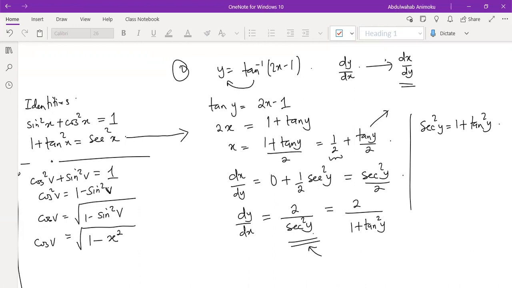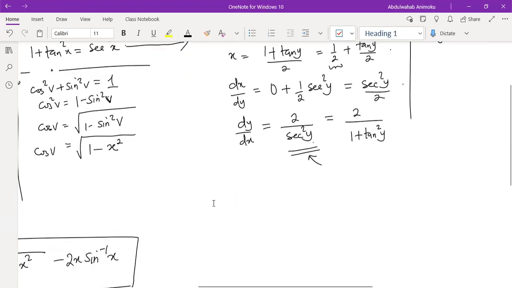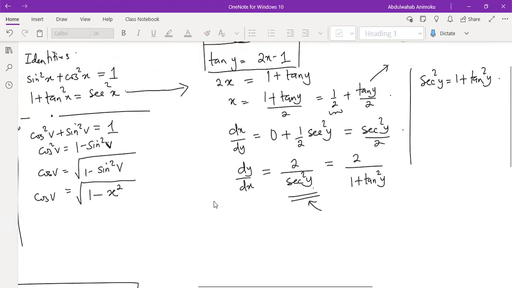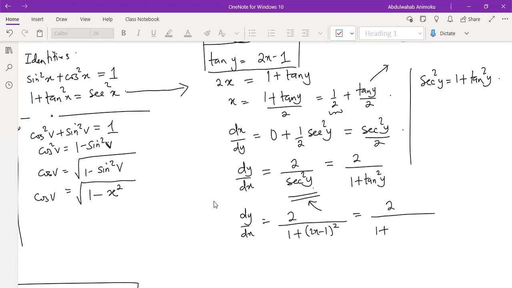Now, what is tan y, right? So let's not forget that tan y is given as what? 2x minus 1. And we have to substitute this back into this equation. So which means dy dx is just 2 all divided by 1 plus 2x minus 1 squared. So basically this is what you have, and then you can simplify now.